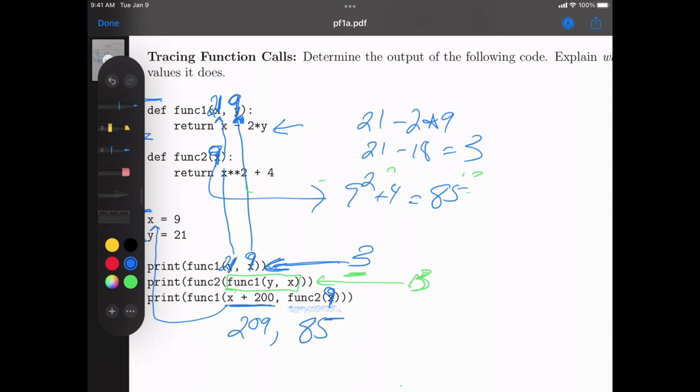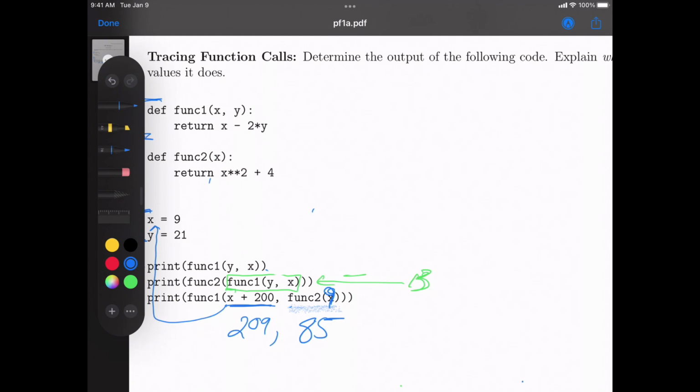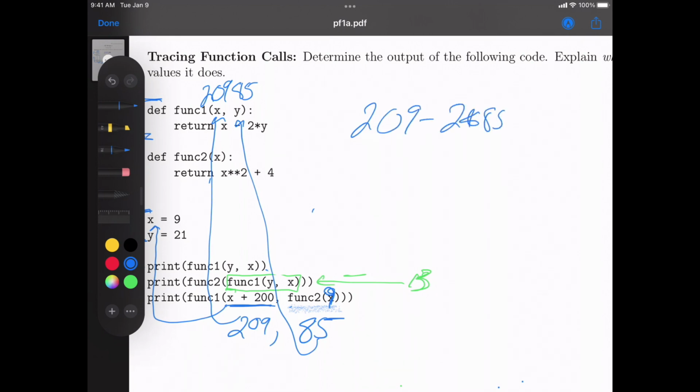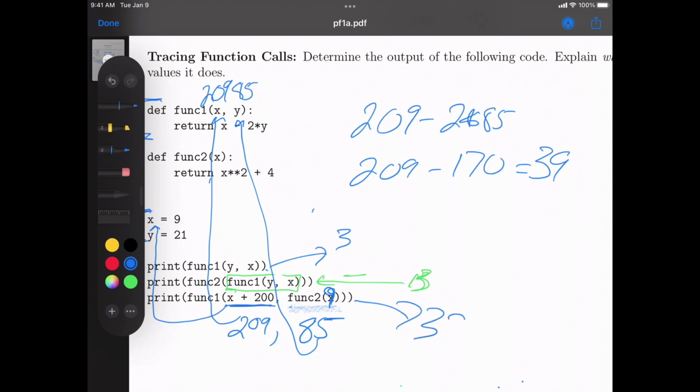Now I'm going to erase all of this. Hang on one second. As before, we're passing these values by position. The first parameter x is 209. The second parameter y is 85. So we have 209 minus 2 times 85, which is 209 minus 170, which is 39. So the answers to this quiz are 3, 13, and 39.